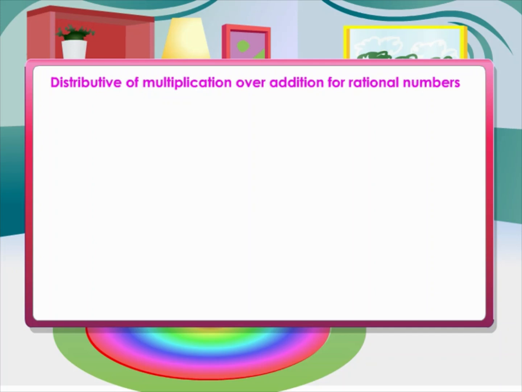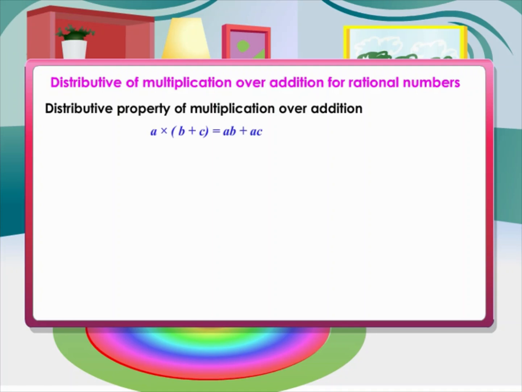Distributive property of multiplication over addition for rational numbers. You come across distributive of multiplication over addition for whole numbers and integers. Here let us discuss the distributive of multiplication over addition for rational numbers. We know that the distributive property of multiplication over addition, that is a multiplied by b plus c, is equal to ab plus ac. Let us apply this property under rational numbers. Consider the rational numbers 5 by 2, minus 3 by 7 and 3 by 5.